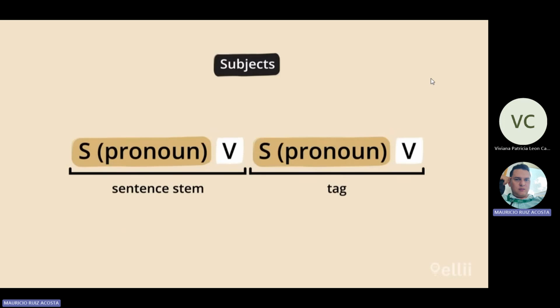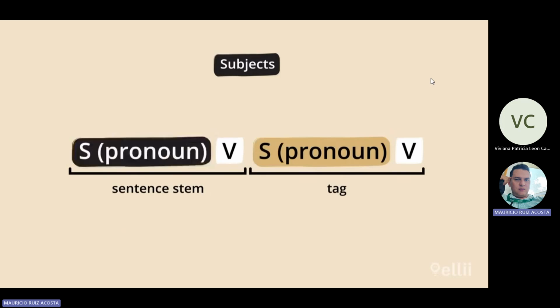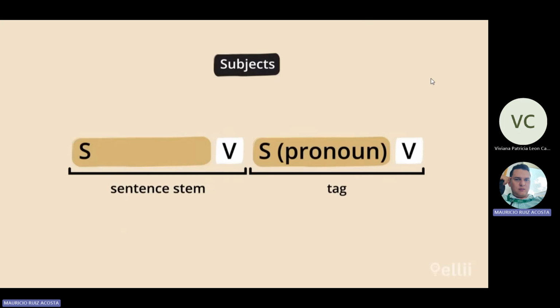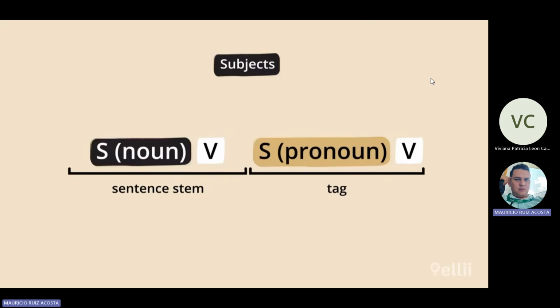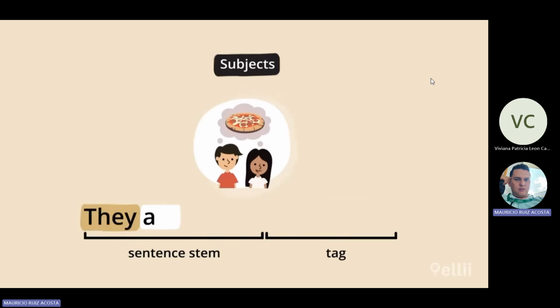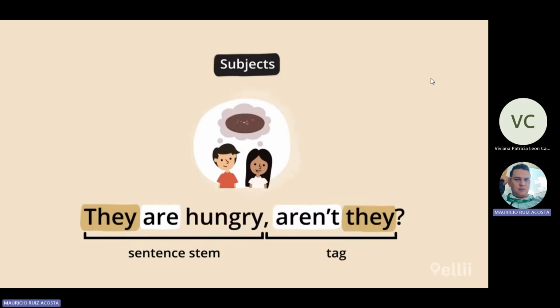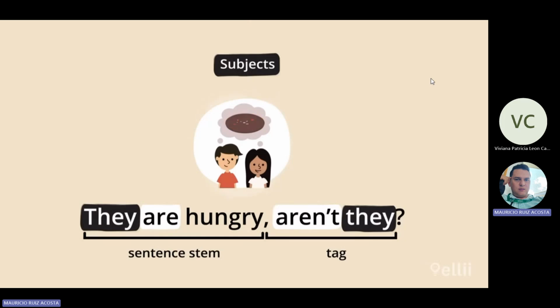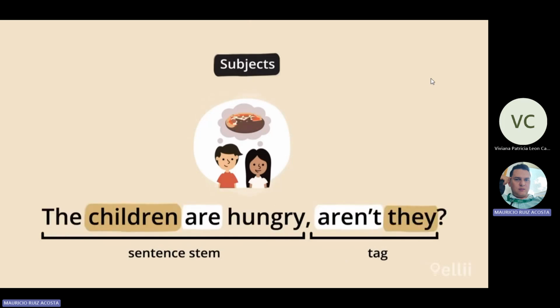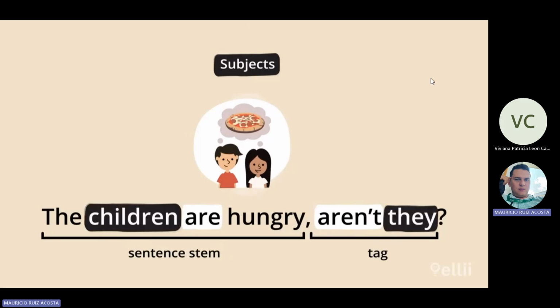If the subject in the sentence stem of the question is a pronoun, it remains the same in the tag. If the subject in the stem is a noun, it becomes a pronoun in the tag. For example, in the question, "They are hungry, aren't they?" the subject of the stem is they, so the subject of the tag doesn't change. But in the question, "The children are hungry, aren't they?" the subject of the stem is children, so the subject of the tag changes to they.